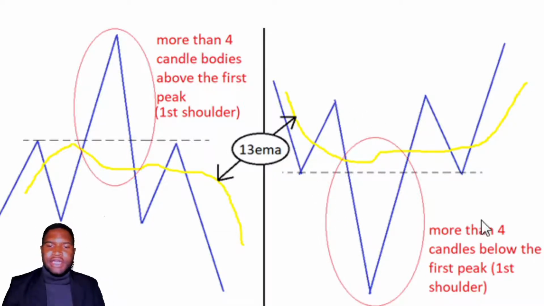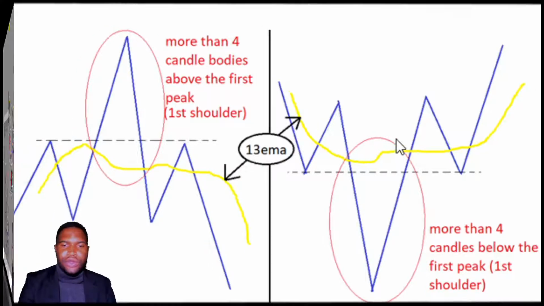The opposite is also true for an inverted head and shoulders pattern. This one will be an inverted shoulders pattern, and the number of candlestick bodies below this first peak will be more than 4, which means you get 5, 6, 7, 8, up to infinite. So there will be more than just 4, and already we will know that an inverted head and shoulders pattern is actually on the way.